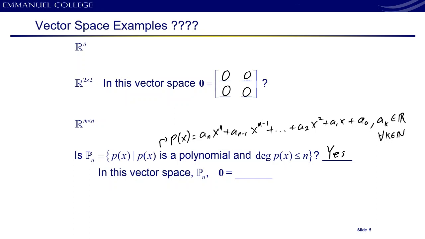So in this case, my 0, you can think about it as just doing 0 times x to the n plus 0 times x to the n minus 1, so on and so forth. Which in this case, your 0 is literally 0. Because if you add it to any polynomial, then the value won't change. You'll still have whatever the polynomial was that you started with.